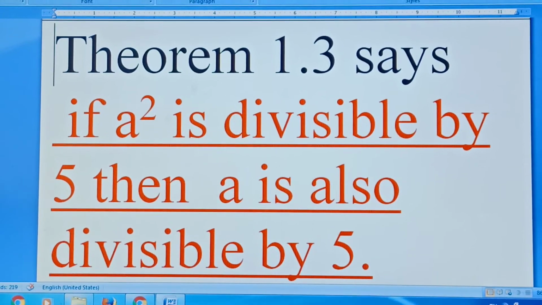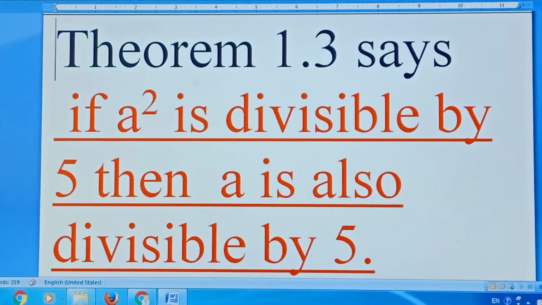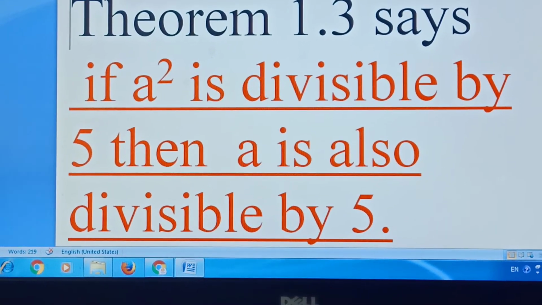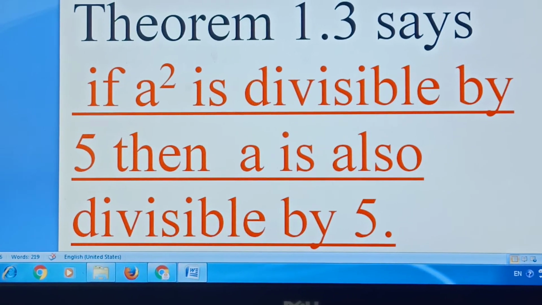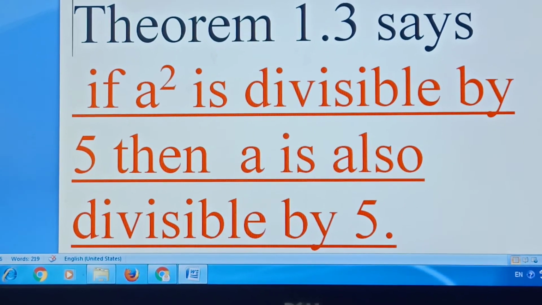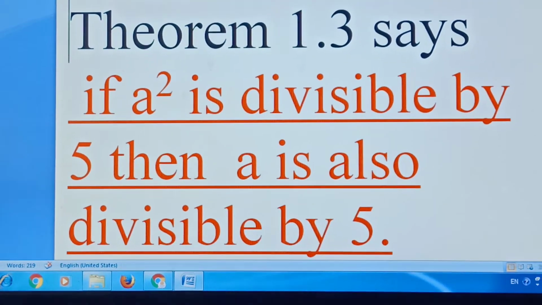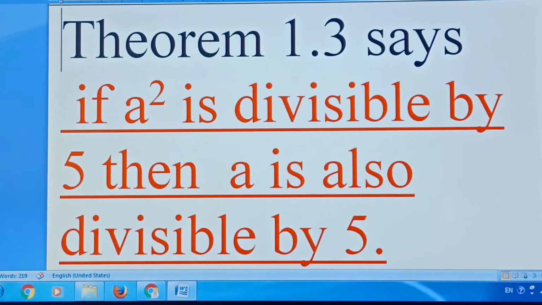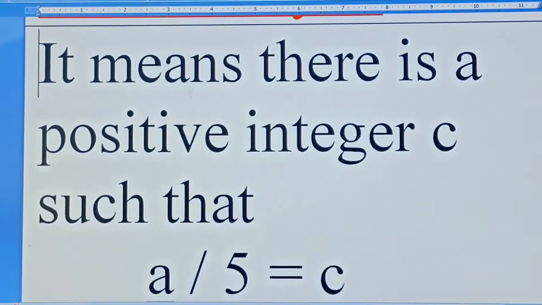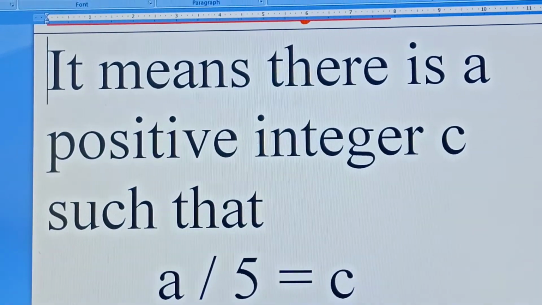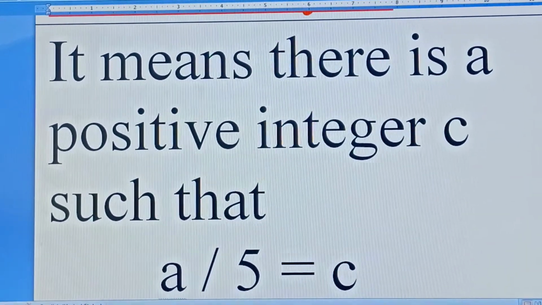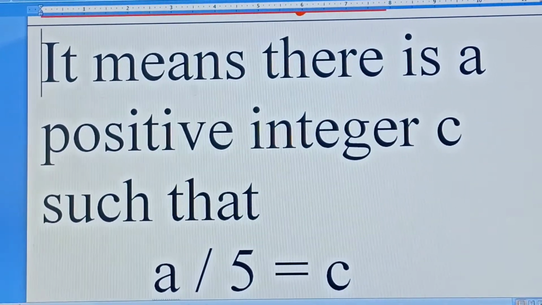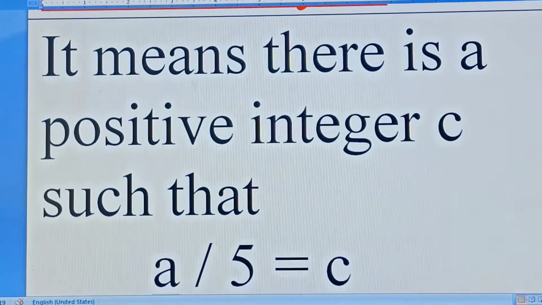And theorem 1.3 says, if a square is divisible by 5, then a is also divisible by 5. If a square is divisible by any number, then a is also divisible by that number. Here, a square is divisible by 5, so according to theorem 1.3, a is also divisible by 5.